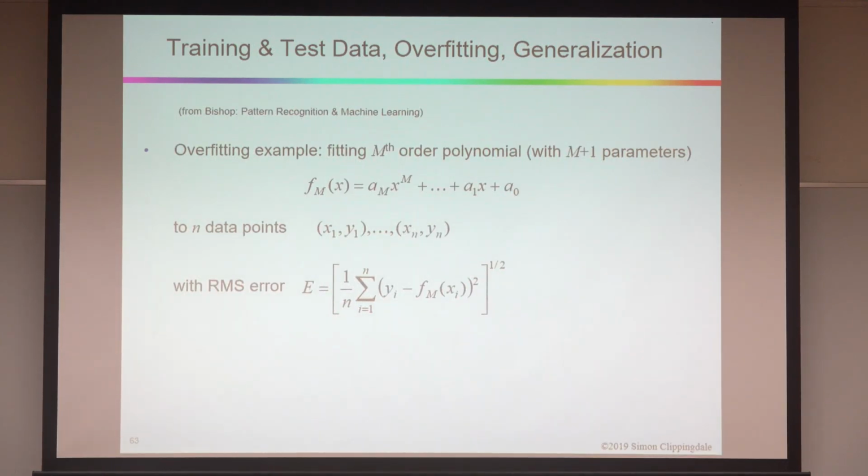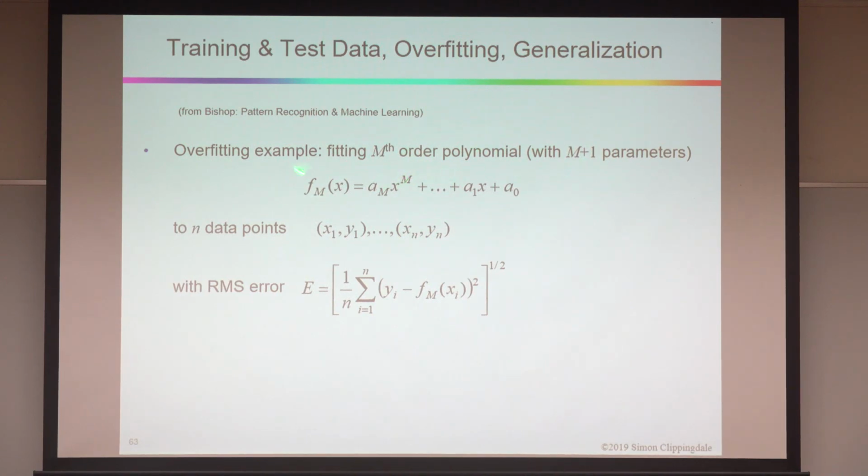It's nearly 6 o'clock, so I'll just go through this overfitting example and then we'll leave it for today. So we're going to do an example where we fit an mth order polynomial. So that's a polynomial like this with coefficients a_m to a_0. So these are m plus 1 parameters, a_0 up to a_m. And it's an mth order; the highest power of x here is m.